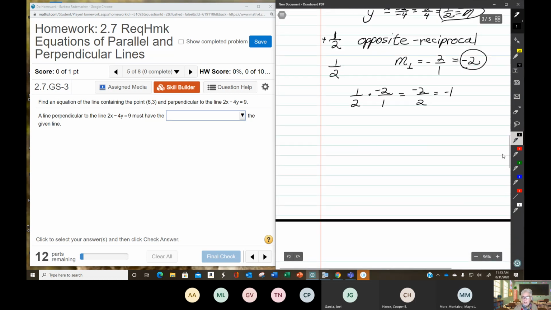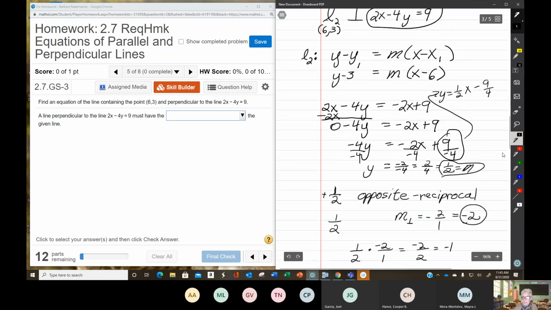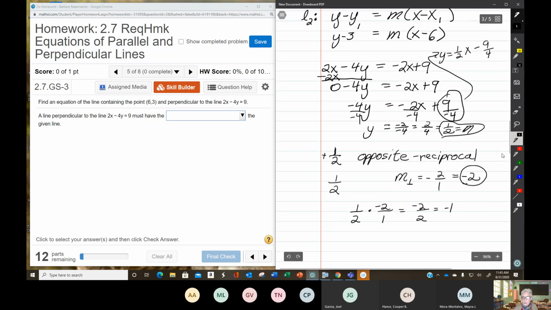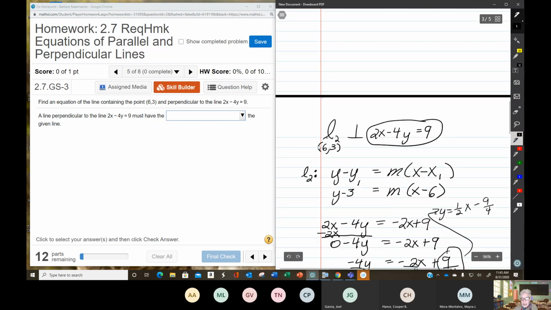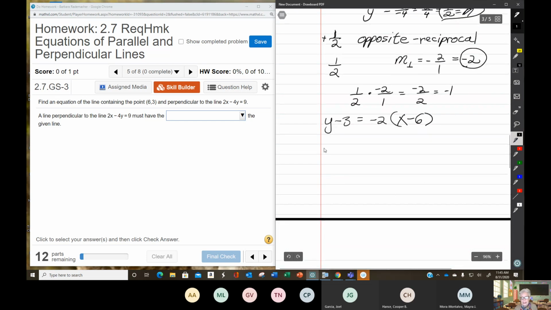So let's see. y minus 3 equals negative 2 times x minus 6. And now I've already defined the equation that is perpendicular to this line and goes through 6, 3. So real fast, I'll finish this up.